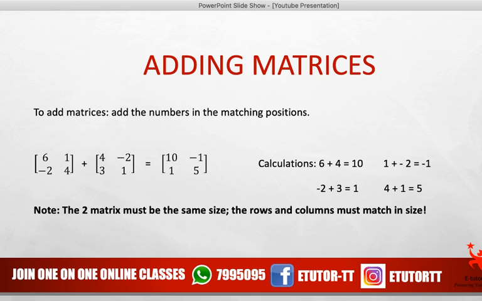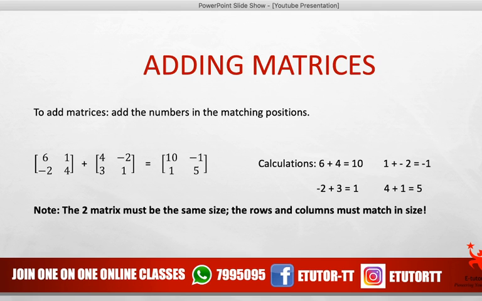To add matrices, add the numbers in the matching positions. Example, so we have 6, 1, -2, 4, plus 4, 3, -2, 1. If you see the 6 and the 4 in the same positions, they're in the matching position. So you add 6 plus 4, you get 10. You add 1 plus 3, that gives you 4. -2 plus -2 gives you -4. 4 plus 1 gives you 5.